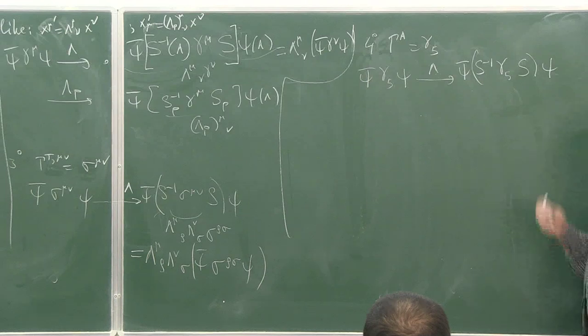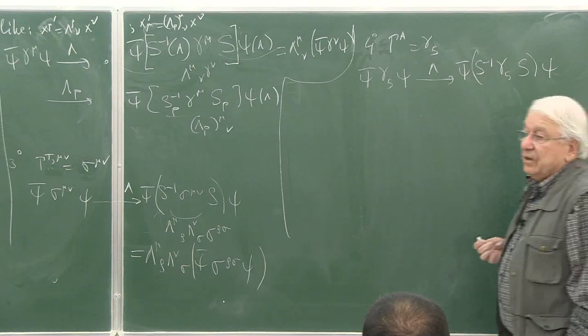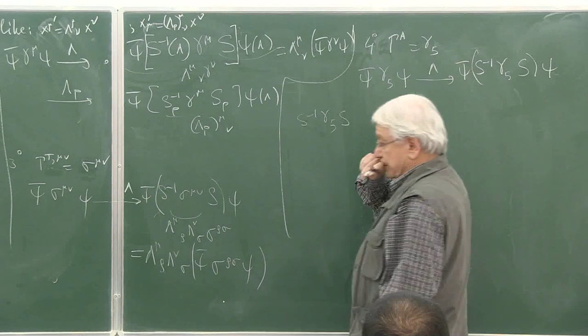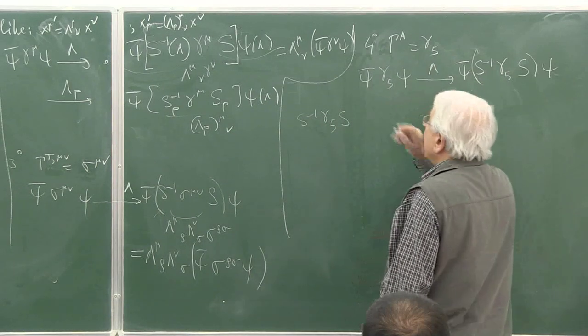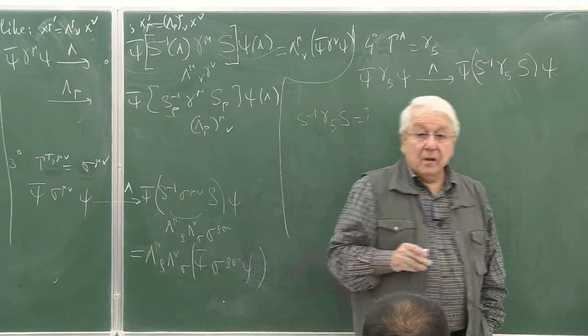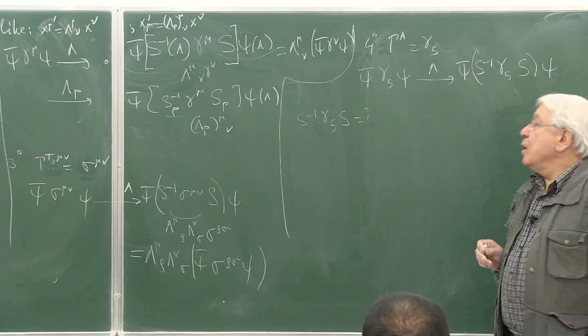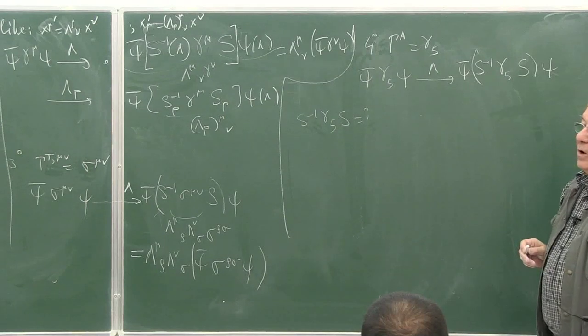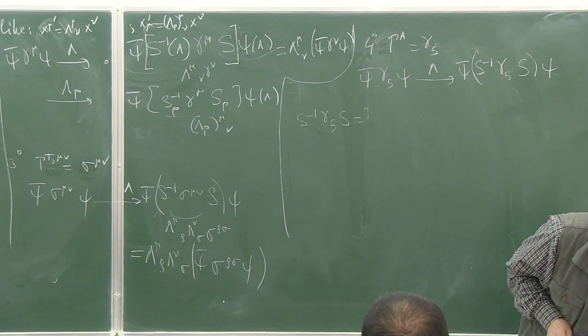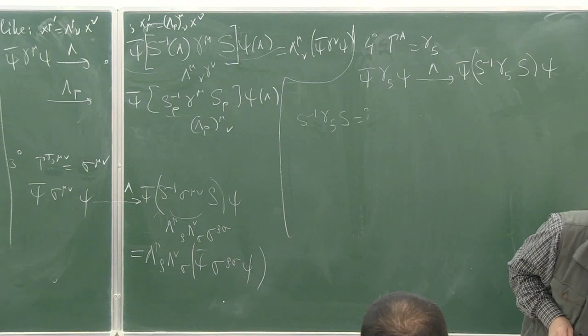We have worked out till now the S inverse of the individual gammas. Perhaps we can get it from there. There are several ways of doing it, right? S inverse gamma 5 S is what? For this, I need the following theorems. What are the commutation relations of gamma 5 with the remaining gammas? Let me check the gamma mu's first.